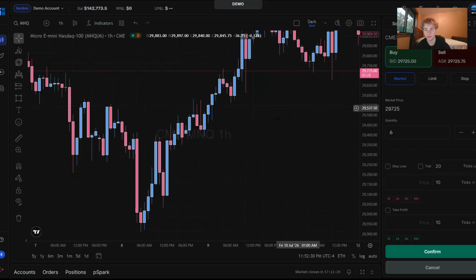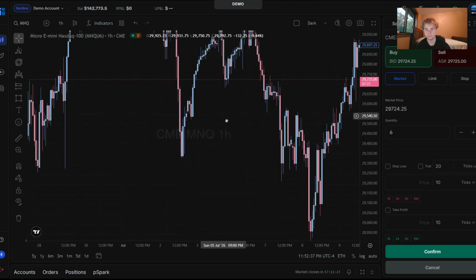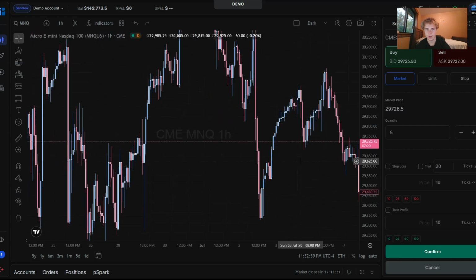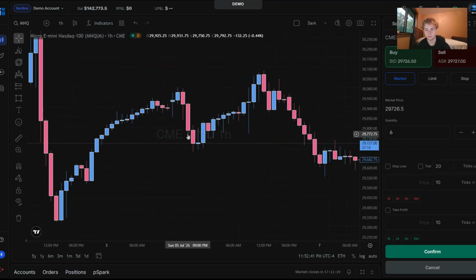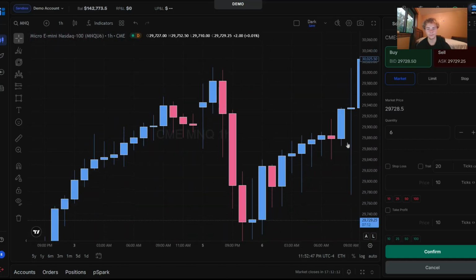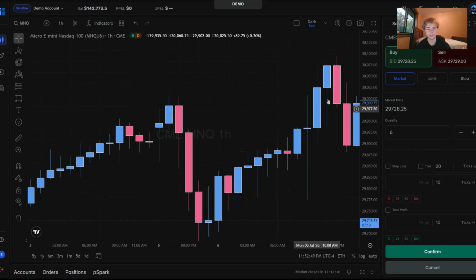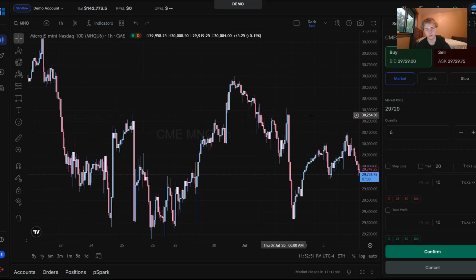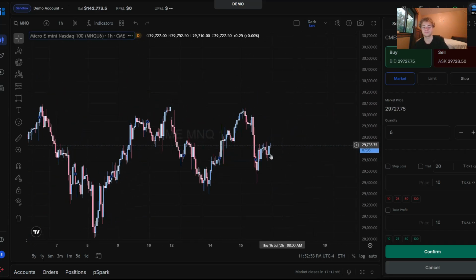This is an entire weekend right here. Friday. Here's another one right here. This one's a lot smaller, but there's a little gap right there. So those are new week opening gaps.